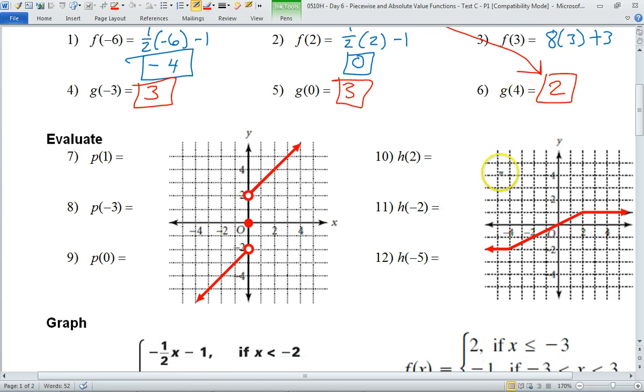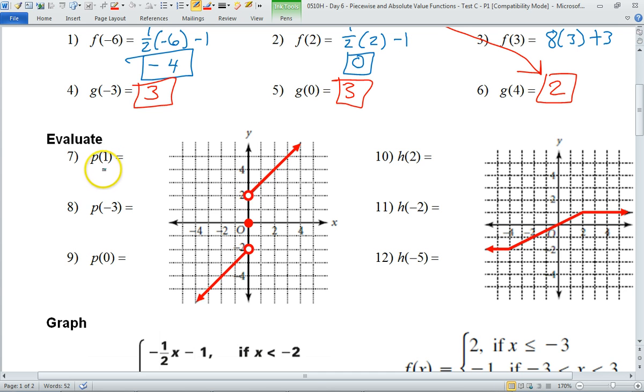That's how that works. This is my favorite. This is the quickest and easiest. If you're evaluating from a graph, you should be able to look at it and instantly know the answer. Okay? Are you guys able to do that?